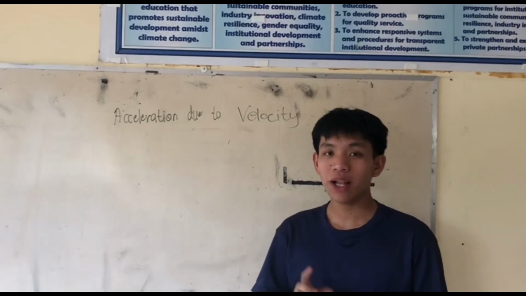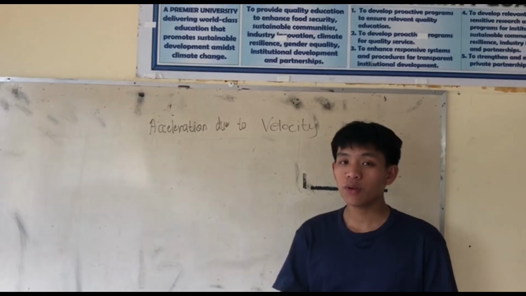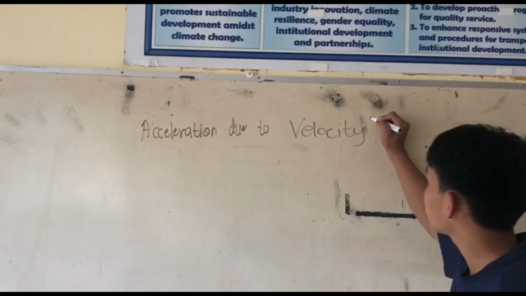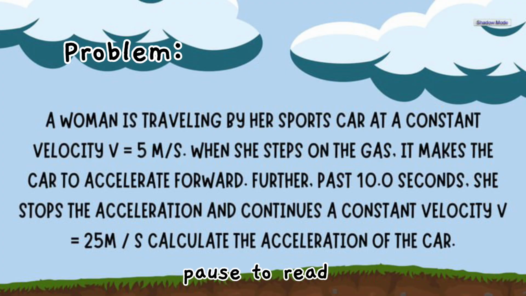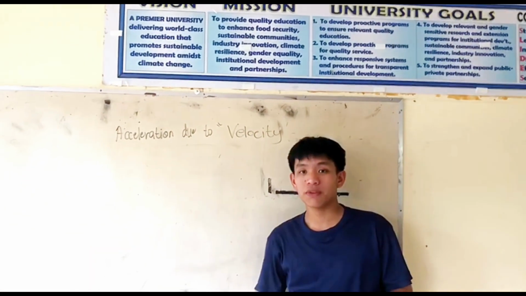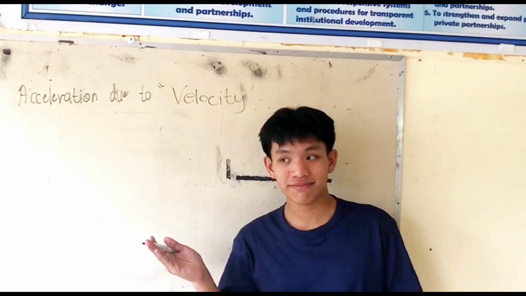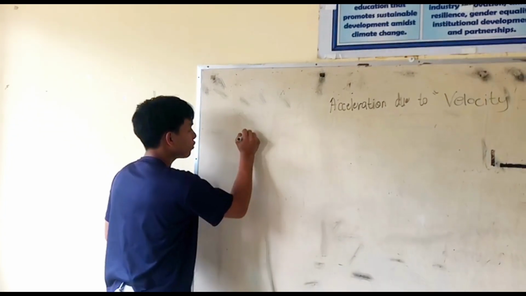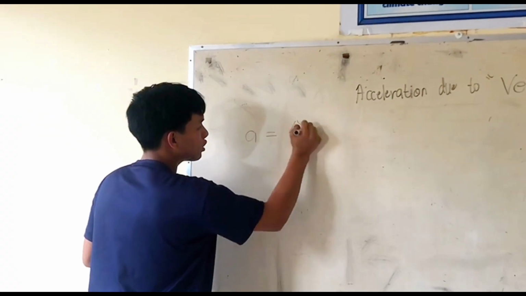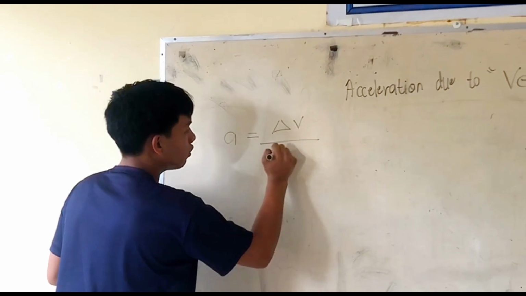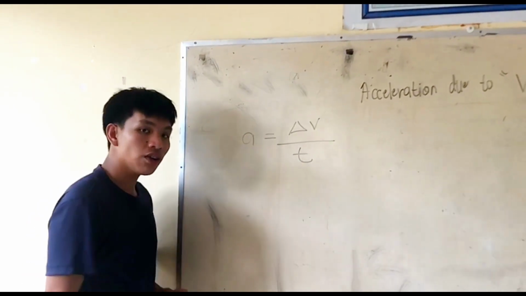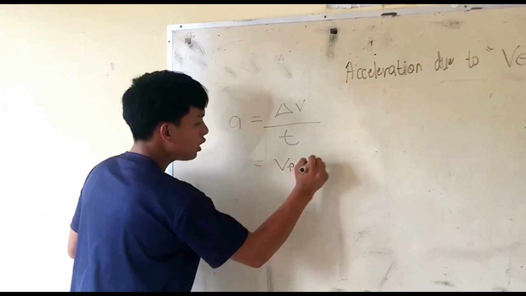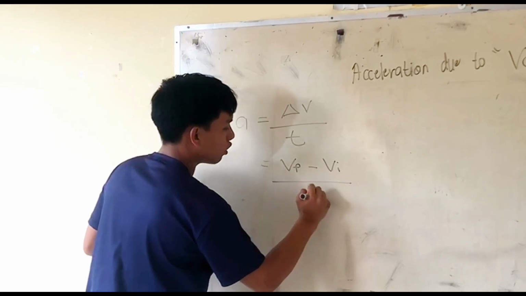Hello again, class. To help you further understand this lesson better, we will present you a problem, specifically for acceleration due to velocity. So, what is the thing that we need before solving? Yes, it's the formula. So, what is the formula? The formula is acceleration equals the change of velocity over time. Sir, how could we get a change in velocity? It is simply by subtracting the initial velocity from the final velocity, all over time.